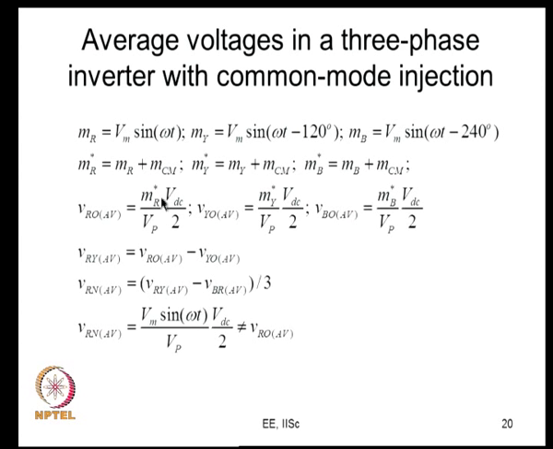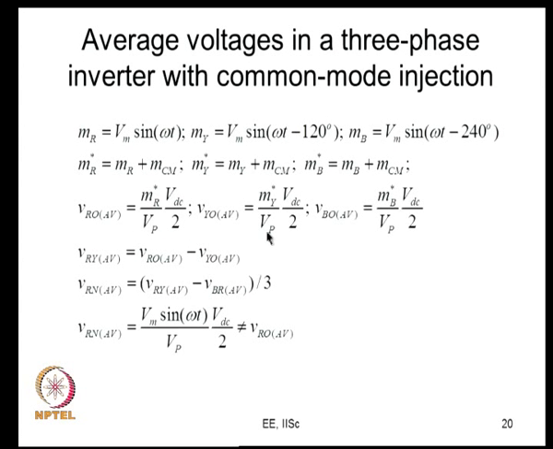If MR star for some reason goes beyond plus Vp, as it happens in overmodulation, then this will be equal to VDC by 2. Similarly, MR star might go lower than minus Vp, in that case that will get clipped to minus VDC by 2. So, this expression is exactly valid for linear modulation. If it is overmodulation, then if MR star is greater than Vp, VRO average is plus VDC by 2. If MR star is less than minus Vp, it is equal to minus VDC by 2. That is the difference it will essentially make.